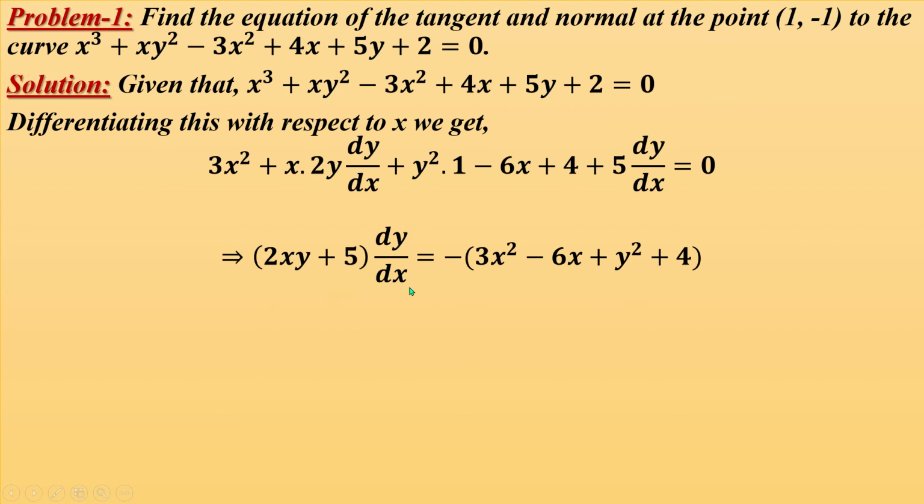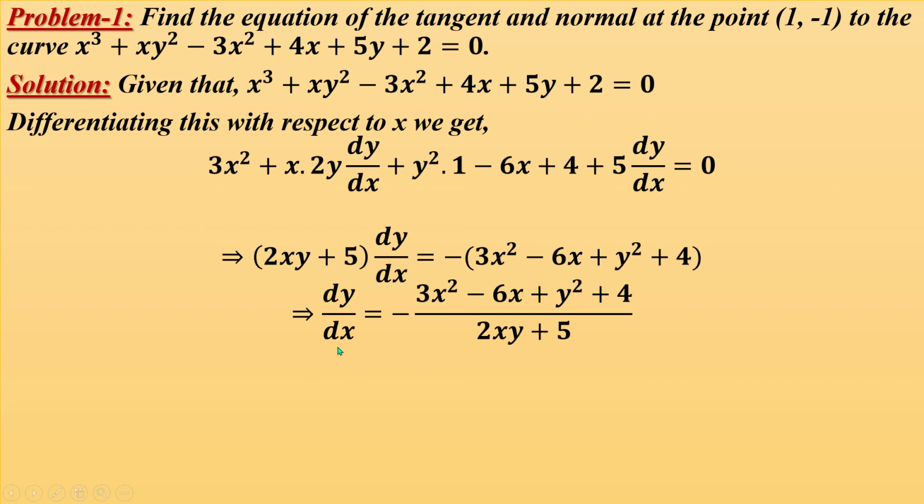Now take the derivative of y with respect to x common. Here will be 2xy, and here will be plus 5, and take the other parts to the right side. As a result, here will be minus 3x squared, but after taking minus common it will be 3x squared, here minus y squared becomes plus y squared, here minus 6x, and here plus 4, because I have to take minus common. Therefore, the derivative of y with respect to x equals this divided by this. Now we have to find the derivative of y with respect to x at the point (1, -1).